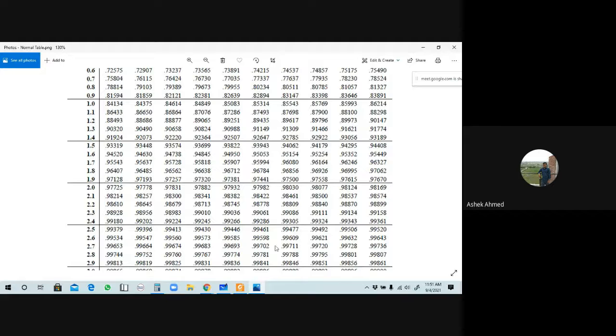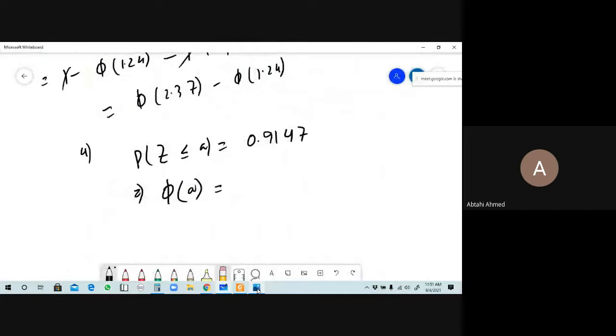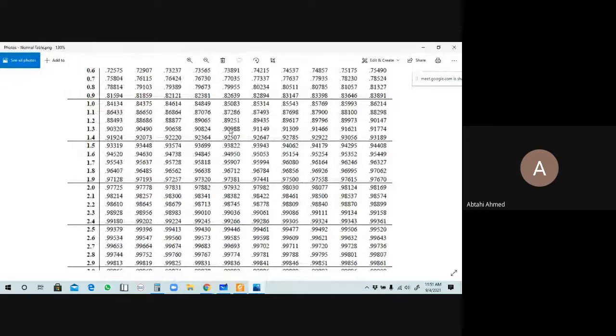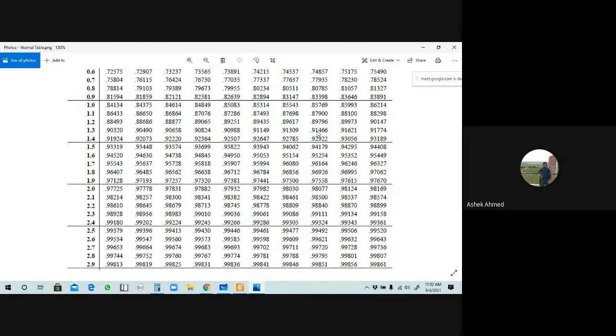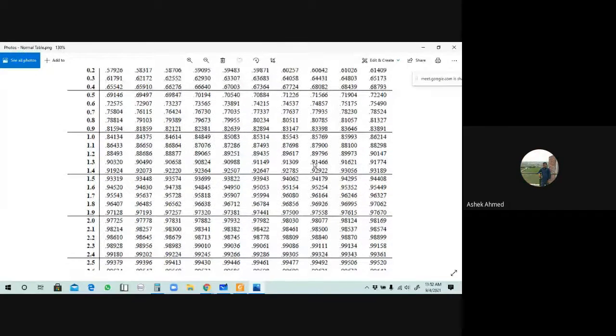Let's see where 9174 is. Is it 9147? Yes sir, 9147. Is this 0.90988? This is 0.91949. Look, this one is 0.91466. Yes sir, this is the closest, so it will be here, 0.9147. Is it right?